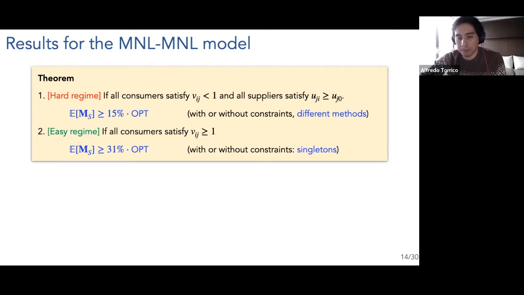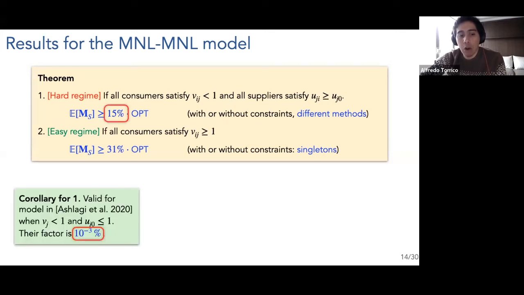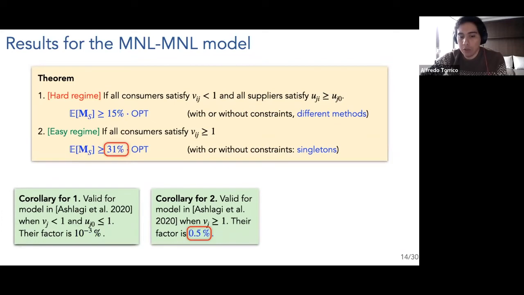For the easy regime, when all consumers satisfy this condition, then we have an algorithm that guarantees 31% of the true output. And this is also valid with or without constraints, because actually our menus consist of only one supplier. Now, if we want to compare with the previous work, the first result is valid for Ashlagi and others when the values are less than 1, and also when the outside score satisfies this condition. And we see that we significantly improve from 10 to the minus 3% to 15%. For the easy regime, it's also valid for the model studied by Ashlagi and others, and we see that we drastically improve from 0.5% to 31%.